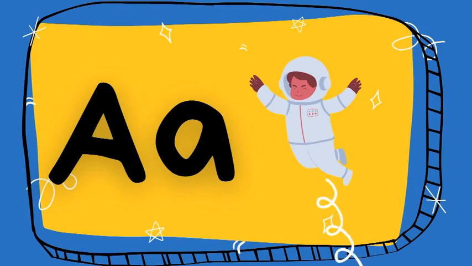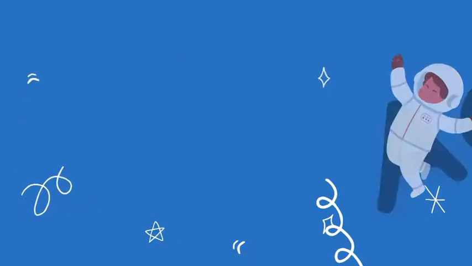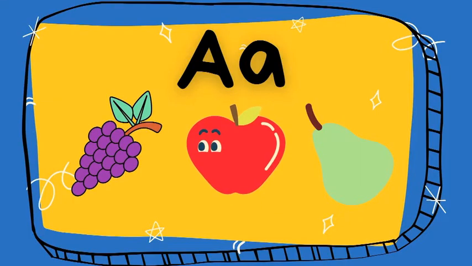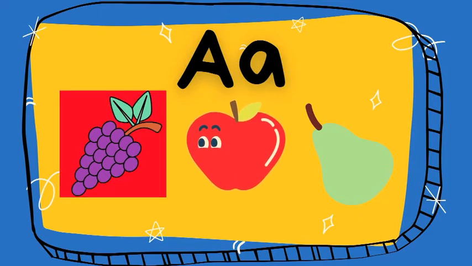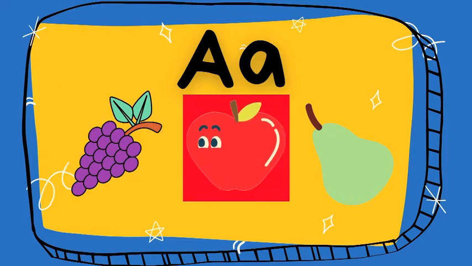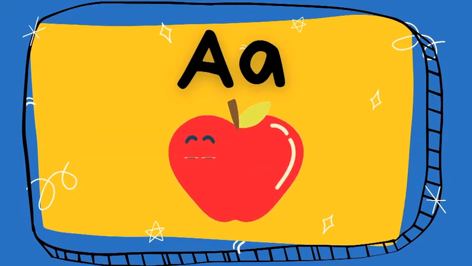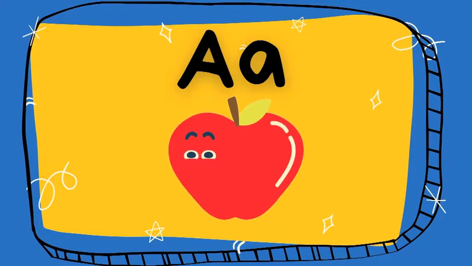A, a, astronaut. Which picture starts with the letter A? Grapes. Apple, pear. That's right. Apple starts with A.